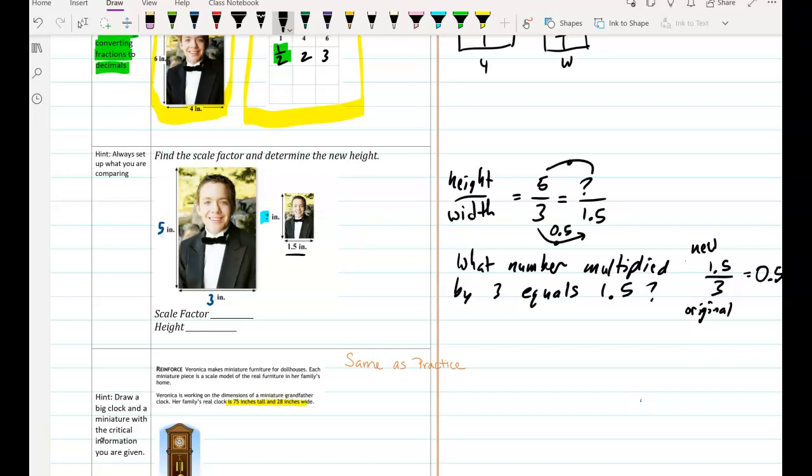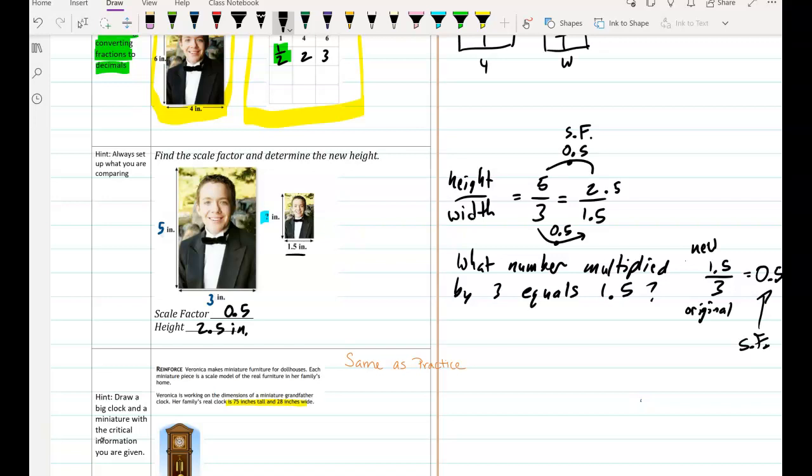And what is 5 times 0.5? Well, that is 2.5. Now it's no longer a question. We know. There it is, 2.5. 5 times 0.5, and that's the scale factor. We found the scale factor by dividing the new by the original amounts for the dimensions that we knew. So we know the scale factor is 0.5, and we know that the new height is 2.5 inches.